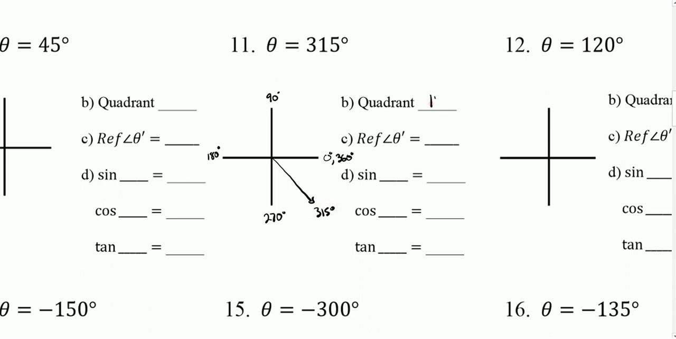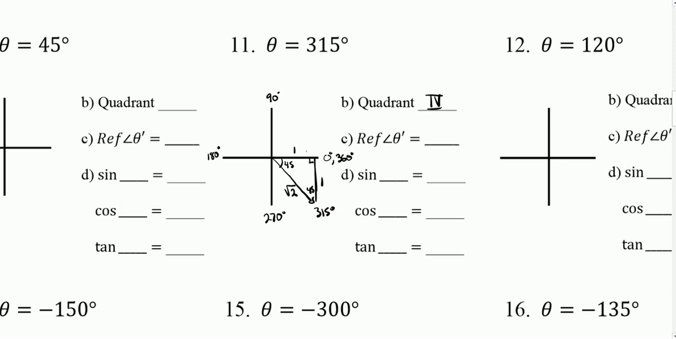In quadrant 4. Our reference angle is the angle from our terminal side to our x-axis always, and it also needs to be an acute angle, and it's the difference between 360 and 315, and we get 45. So this is our 45, 45, 90 right triangle. The side lengths that we're going to use are 1, 1, and root 2.